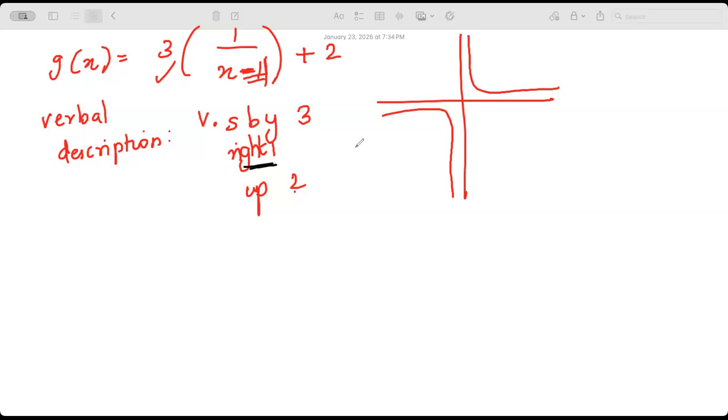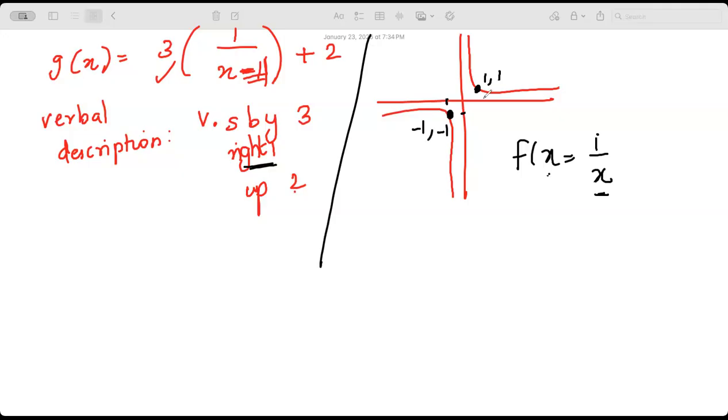Now, when you want to draw transformation graphs, I always want you to have 3 reference points. Let's not get into the problem, but f of x equal to 1 by x is our graph, correct? With this 1 by x graph, what are the reference points you can have? If I put my x value equal to 1, y value equal to 1. So 1 comma 1 is always a reference point for me. Then minus 1 comma minus 1 is another reference point.